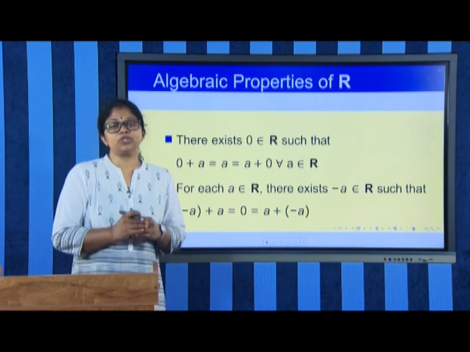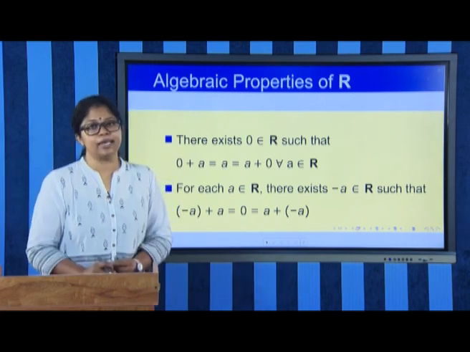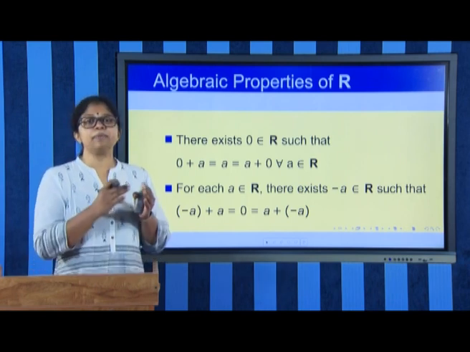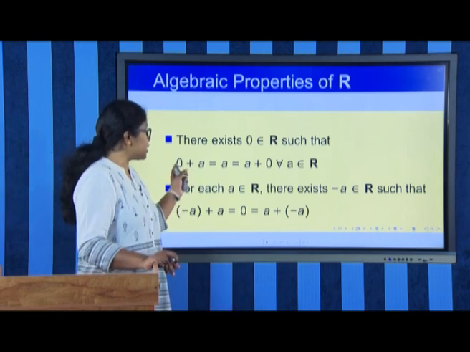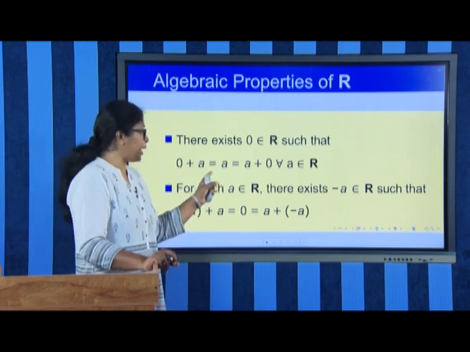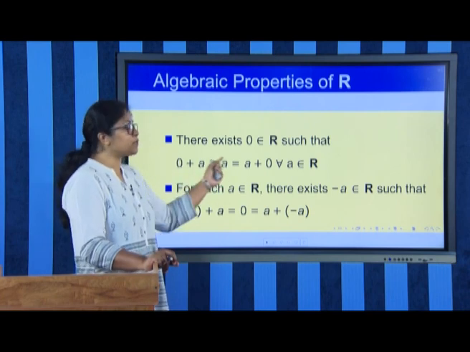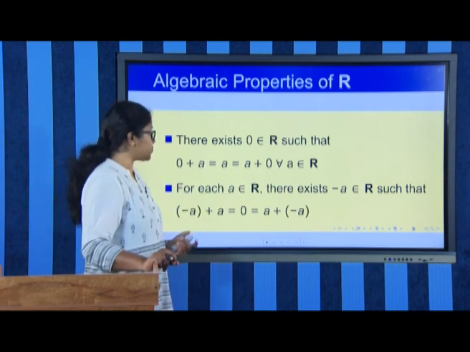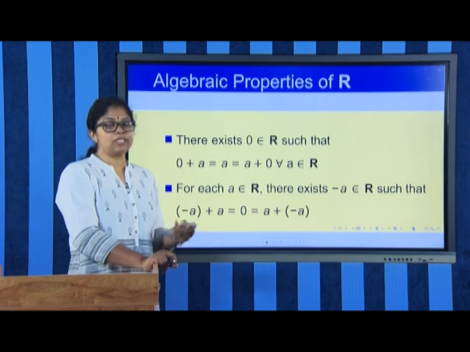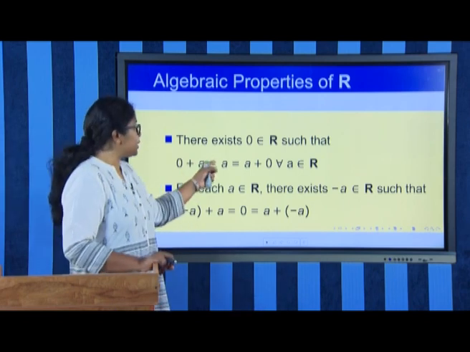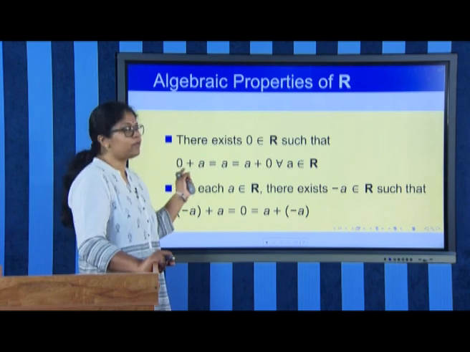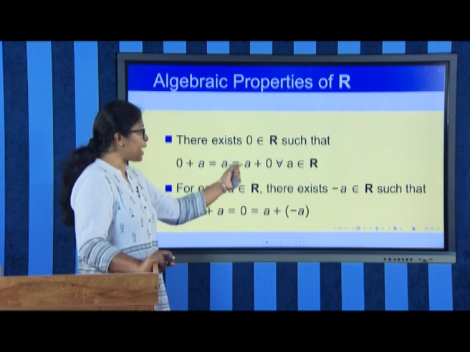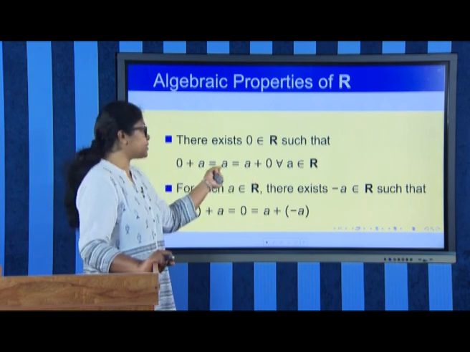The next property shows that there exists a unique real number 0, which when added to any real number a gives the same real number a itself. That is, 0 plus a is equal to a, and because of the commutative property, we have 0 plus a is equal to a plus 0 as well. Even otherwise, even if the commutative property is not there, the identity element 0 will always have this property, that is, identity operated with any element or any element operated with identity gives the same element itself.